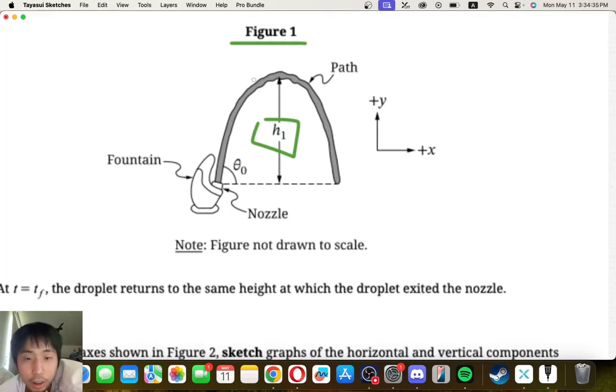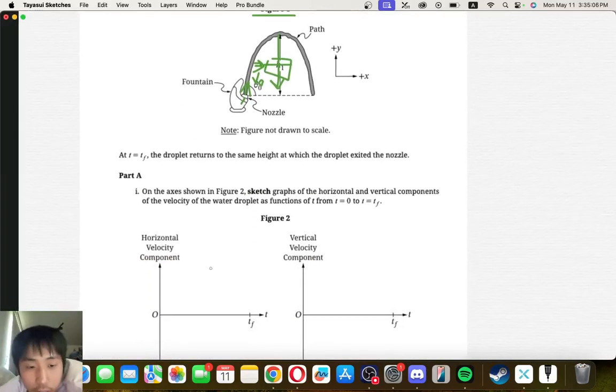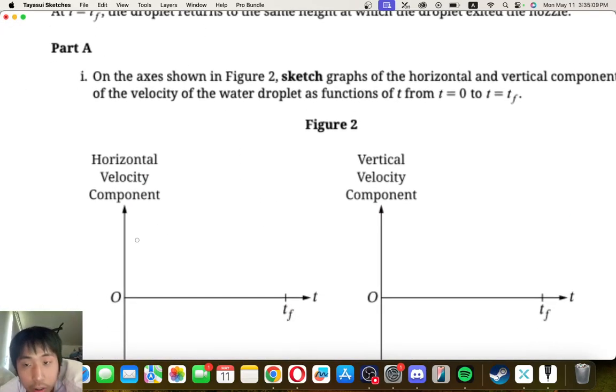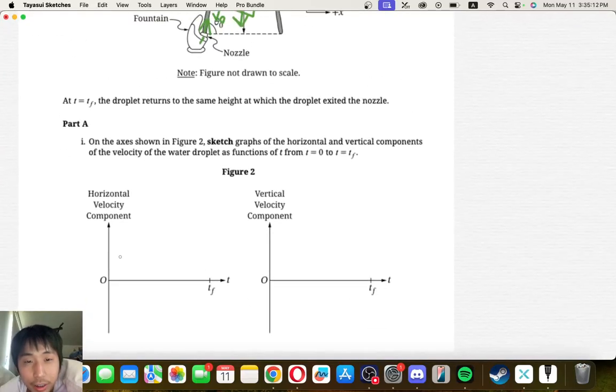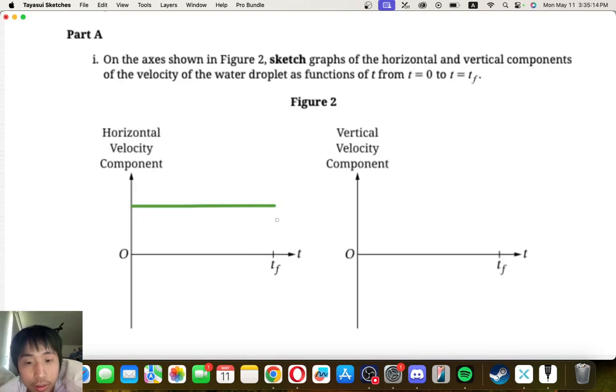So the only force acting on the droplet, the moment it exits the nozzle at least, is gravity. So it's getting pushed at an initial velocity due to the nozzle at some V0, and it will continue with a constant x component, constantly going that way, while gravity tries to drag down the velocity to negative. So for horizontal, if we assume velocity to the right is positive, we'll just do this.